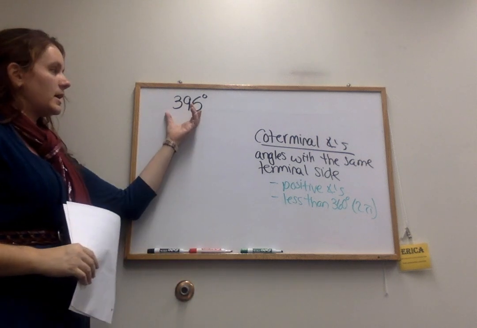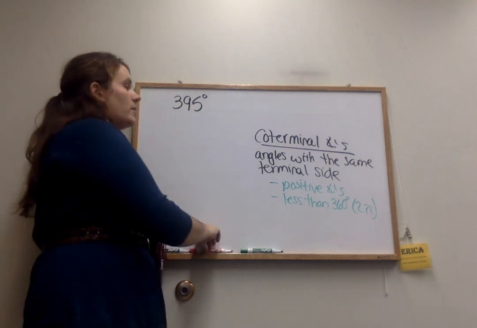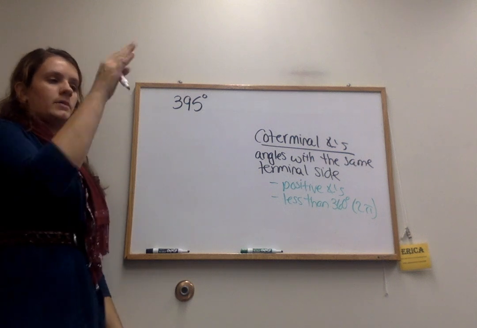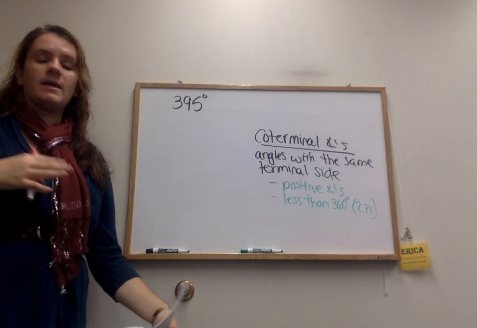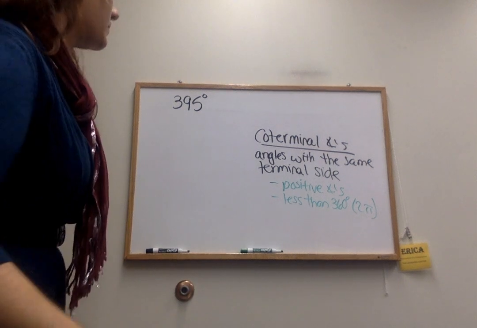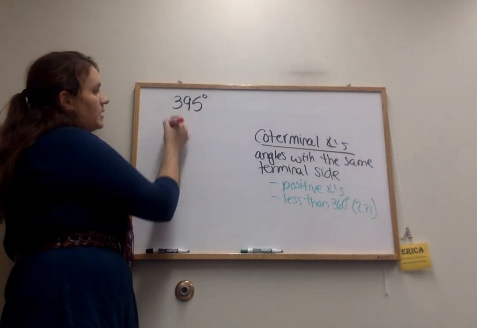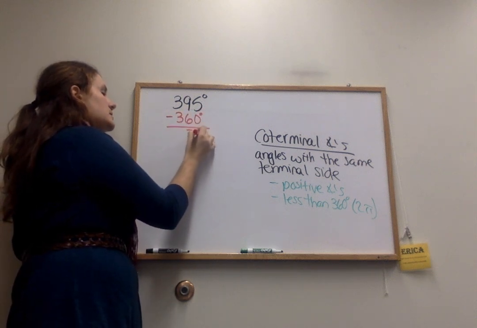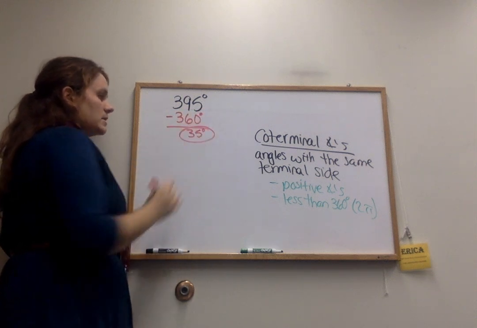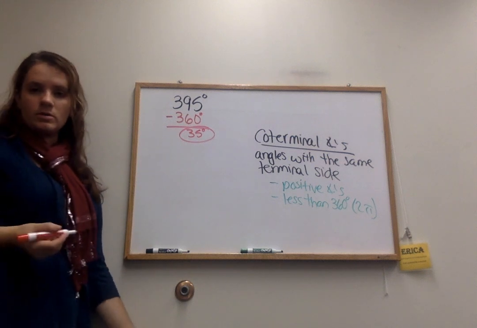We've got 395 degrees. We know that that is bigger than 360. It goes around the circle more than once. So if we want to find out how much is left over, what angle is going to be coterminal with it, all we need to do is take that number and subtract 360 degrees. And that gives us 35 degrees as our coterminal angle.